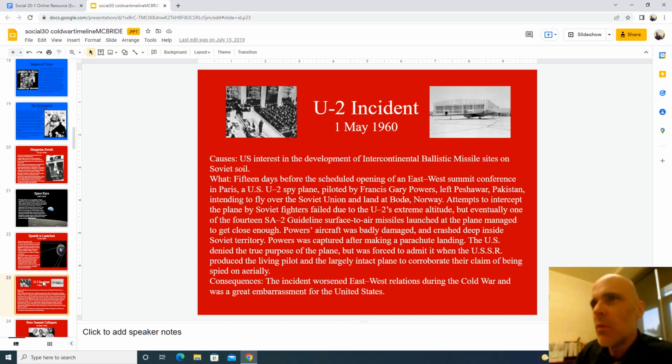In May of 1960, we have a U-2 incident. And this is going to be the end of that thawing of Cold War relations and the beginning of a new, very tense time between the two superpowers.